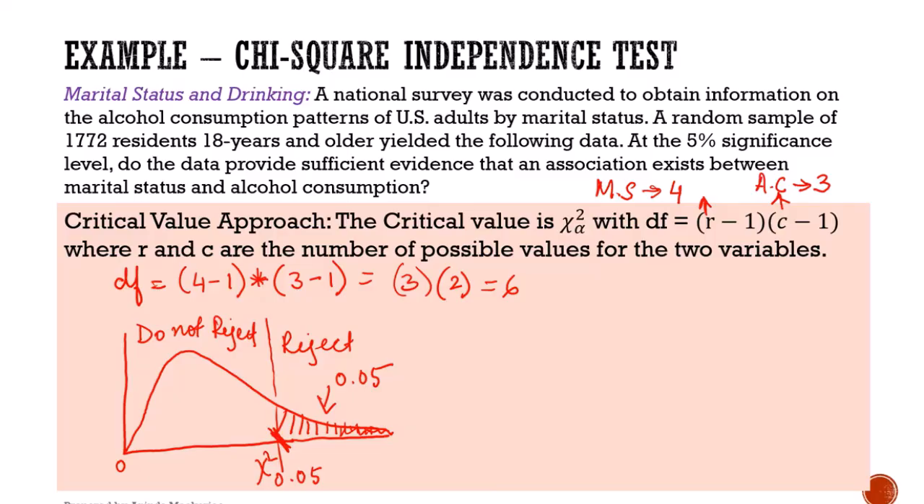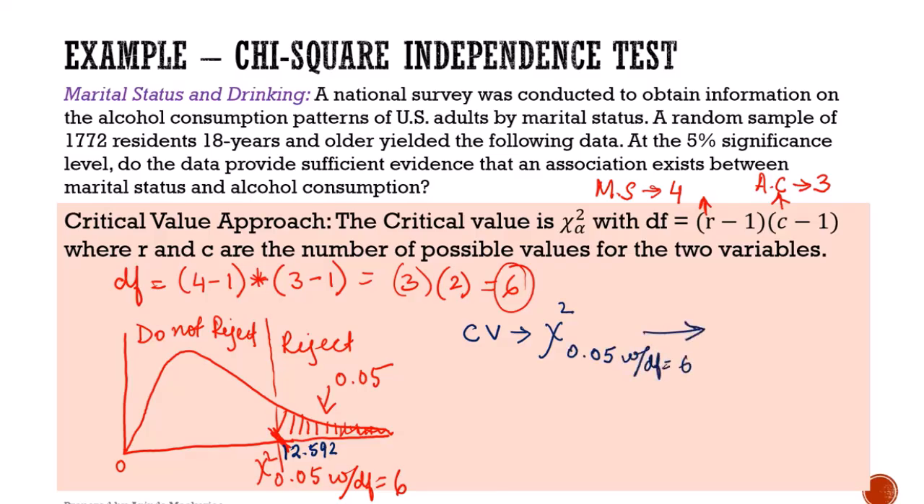That value is going to be based on a DF of 6. So chi-squared of 0.05 with DF equal to 6. If you look up your table, it's going to be 12.592. So the critical value is whatever value chi-squared of 0.05 with DF equals 6 turns out to be. That value is 12.592. You can either get it from your graphing calculator if you're using one, or the table will give you the exact value.